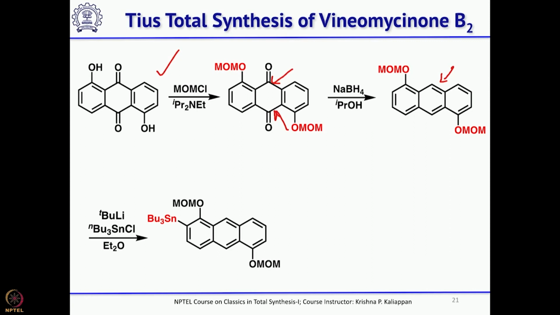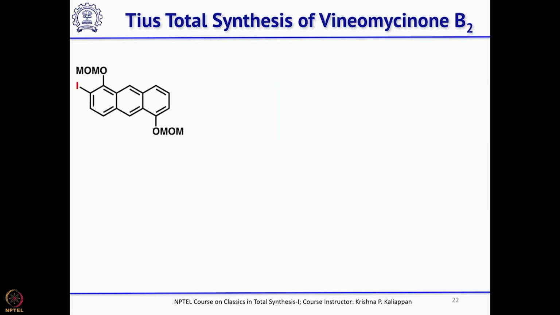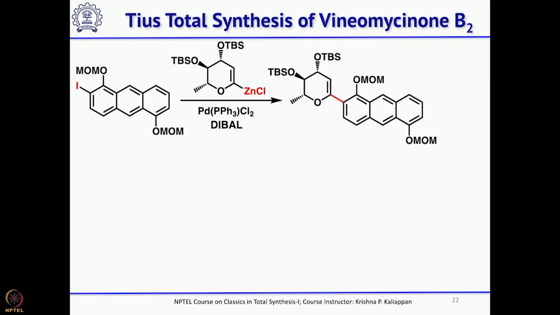So, treatment with tertiary butyl lithium, either it can generate the anion here or here, does not matter, both are same. Then exchange it with tributyl tin chloride. Then you exchange that with iodine. The tributyl tin can be easily exchanged with iodine by treatment with iodine. So, this side you have iodine and that side you have zinc. Then do the key Negishi coupling to introduce the C-C bond.